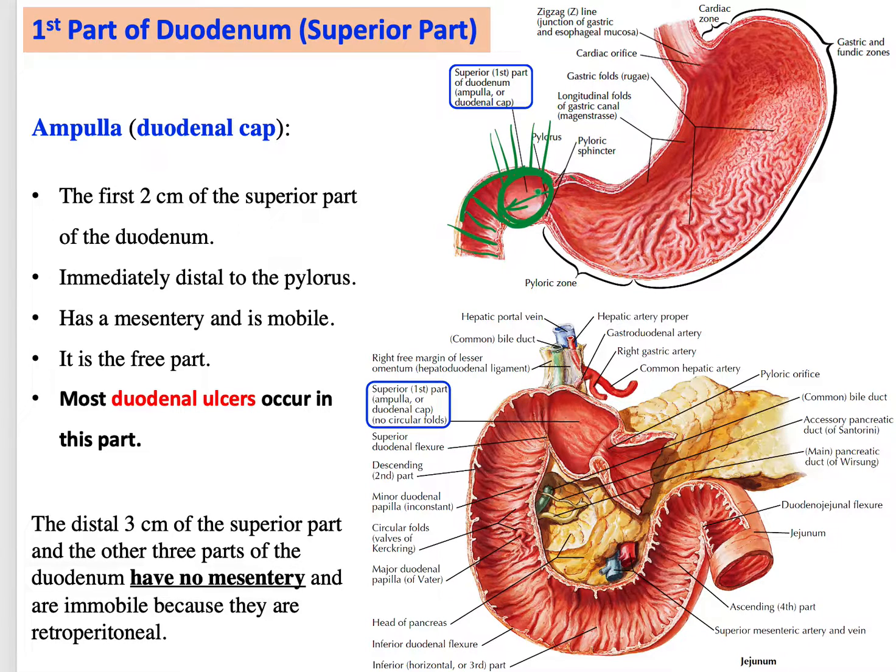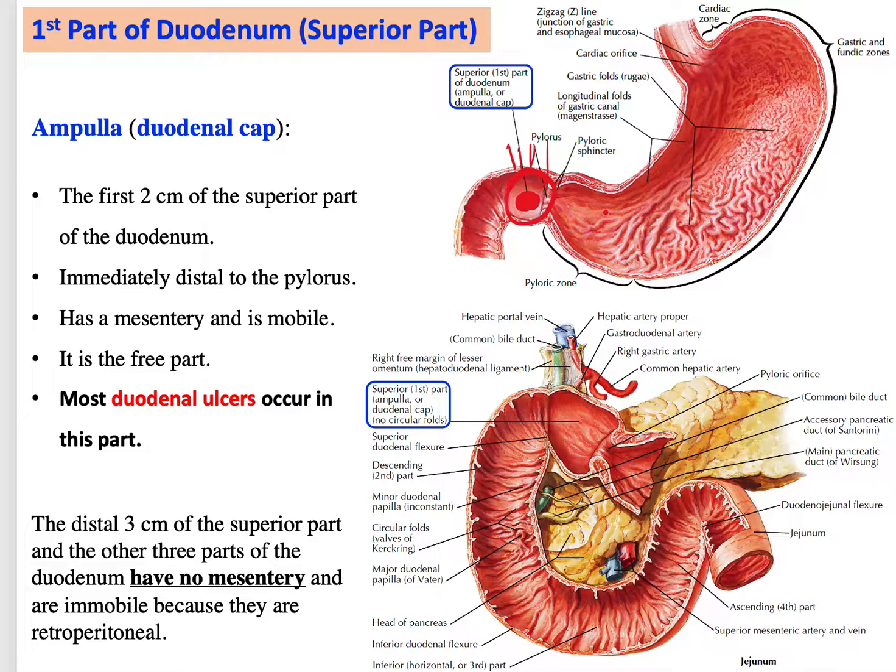So yes, the first 2 centimeters here of the superior part of the duodenum is known as the ampulla. It's called ampulla or duodenal cap. You have to know that. So this region that I'm describing, the first 2 centimeters of the first part, is known as the ampulla or duodenal cap. It's up to you. Internally it is smooth. There is no mucosal fold. It's the only part connected to the mesentery, and unfortunately, most duodenal ulcers occur here in this part.